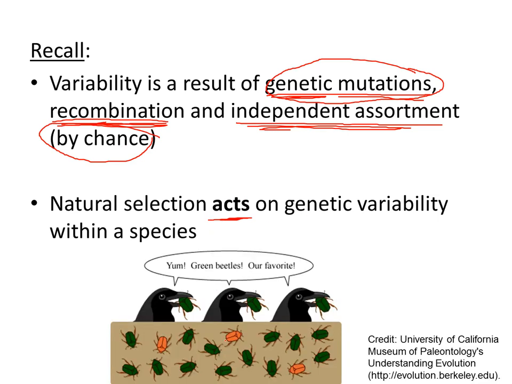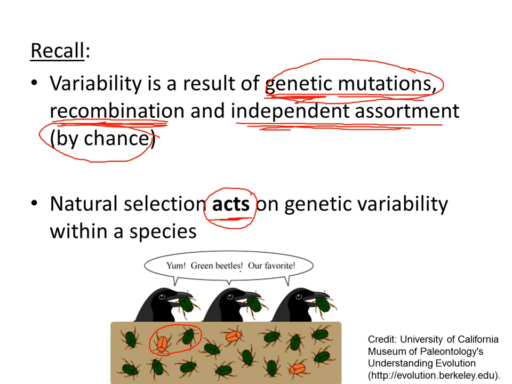So, looking at this picture here, the fact that we have some beetles that are orange and some beetles that are green would have arisen from a genetic mutation that would have occurred by chance. It may be passed on through different recombination, different ways of inheriting, but it arose through random chance. Then the environment that the beetles are in will act upon that variation in a particular way.